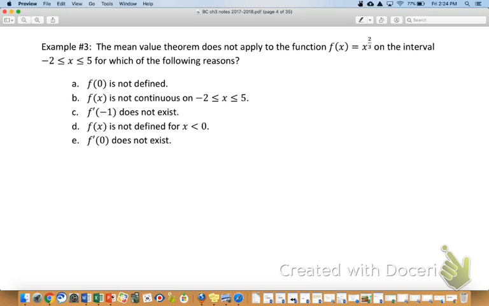You just go in order. F of 0 is not defined. That's a pretty easy test, right? What is f of 0? 0. So I would say f of 0 is defined. So that's not it. What about f of x is not continuous? Think about what causes discontinuities. It's continuous.